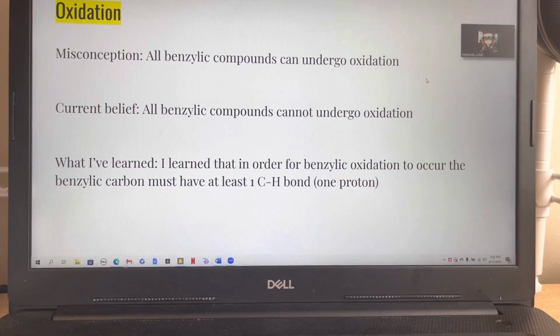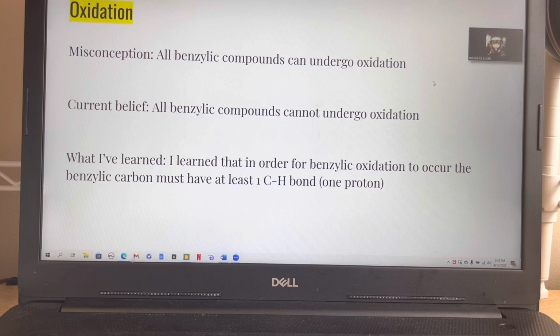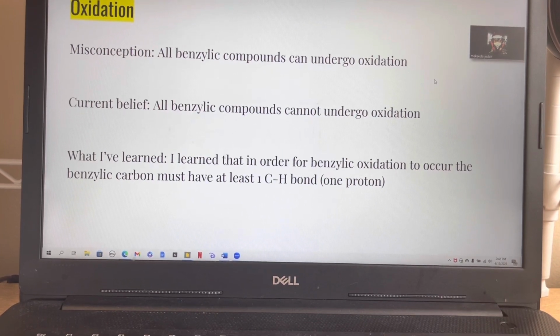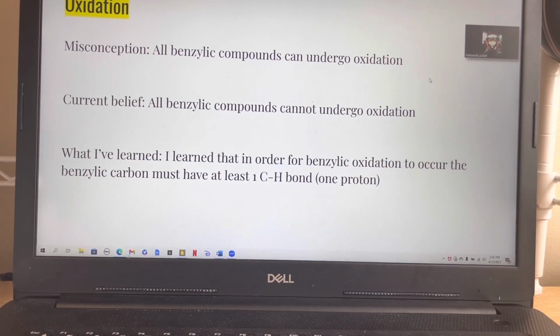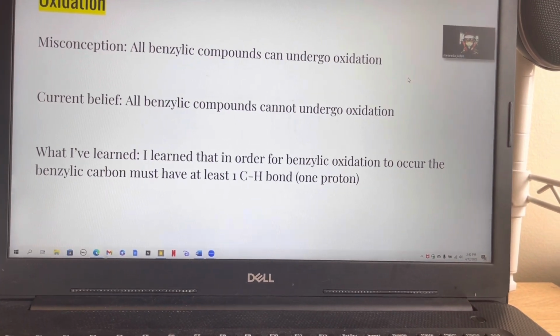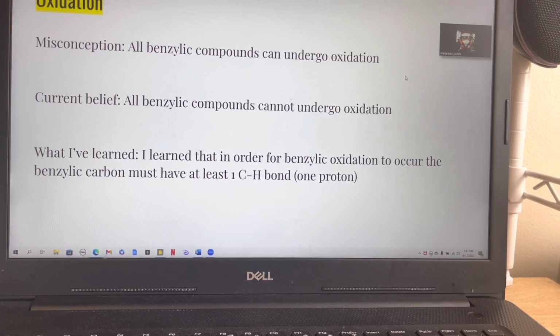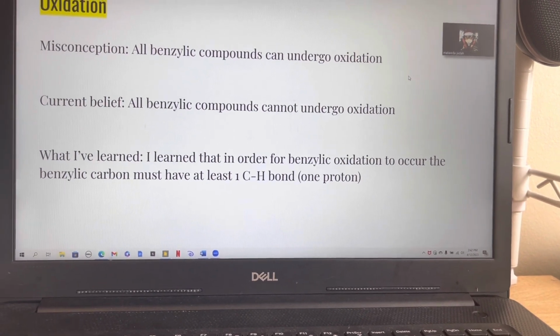Next, we have oxidation. The misconception about this is all benzylic compounds can undergo oxidation, but the current belief now is not all benzylic compounds can undergo oxidation. I've learned that in order for benzylic oxidation to occur, the benzylic carbon must have at least one C-H bond, or one proton.